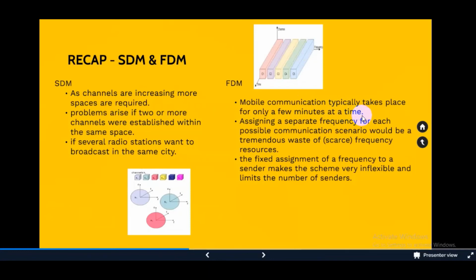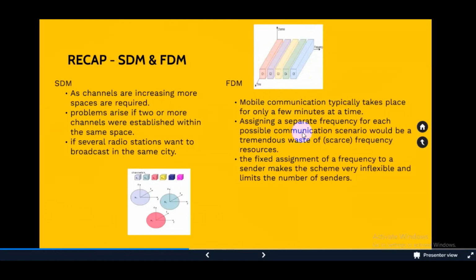So that is what is being stated, that unlike your FM radio station transmission, mobile communication occurs for a short amount of time, a few minutes. If we assign separate frequencies for each possible communication, there could be a serious wastage of frequencies, an inefficient utilization of the existing frequencies.